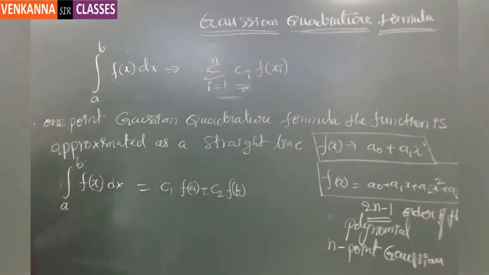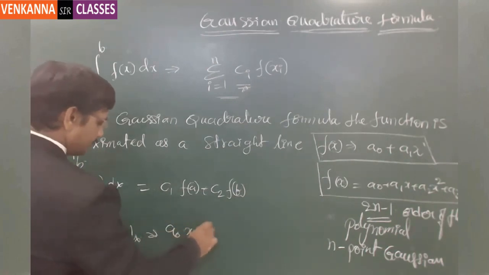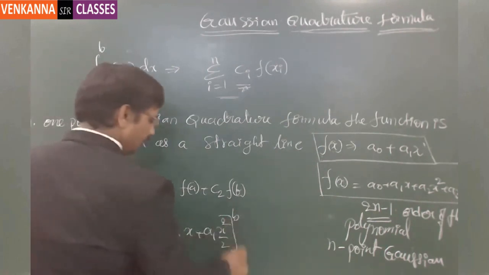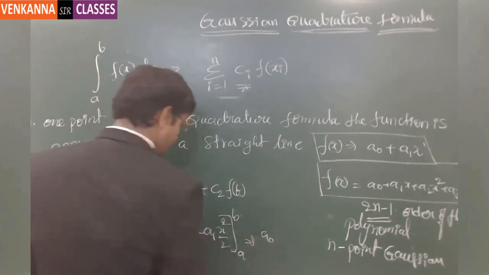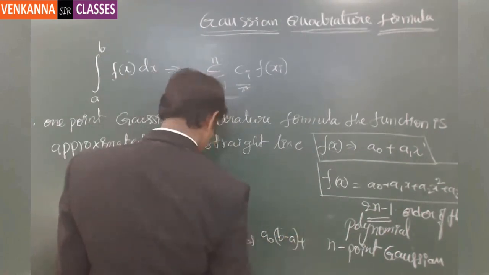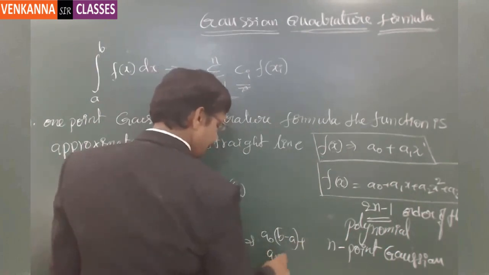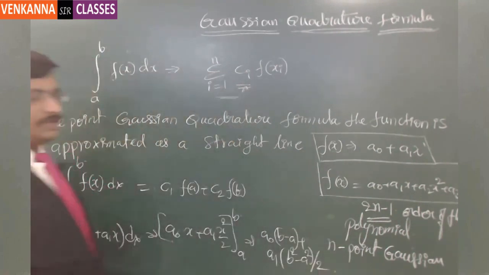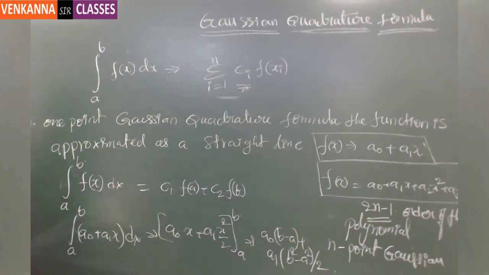Now if you put this function value here, a0 plus a1 into x between the limits a to b, the integral value is a0 into x plus a1 into x square by 2. The upper limit is b and the lower limit is a, so this is a0 into b minus a plus a1 into b square minus a square by 2. So this is the integration value. First you note down this, I am going to erase and then find out these unknown values of C1 and C2.